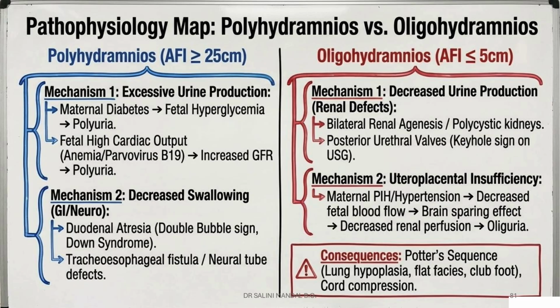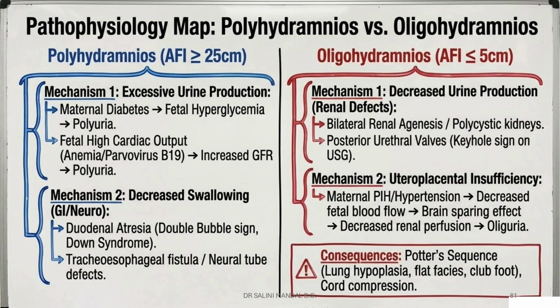that. Talking about oligohydramnios, which is AFI of less than 5 centimeters, here they can be decreased, just the opposite of it. Decreased urine production, probably because of a problem with the kidneys, bilateral renal agenesis or polycystic kidneys, or posterior urethral valves. Okay, then it can be because of uteroplacental insufficiency, wherein there is a PIH or hypertension leading to decreased fetal blood flow. Then all the blood is going to go to the brain, right, and decreased renal perfusion is going to be there, and because of that oliguria.